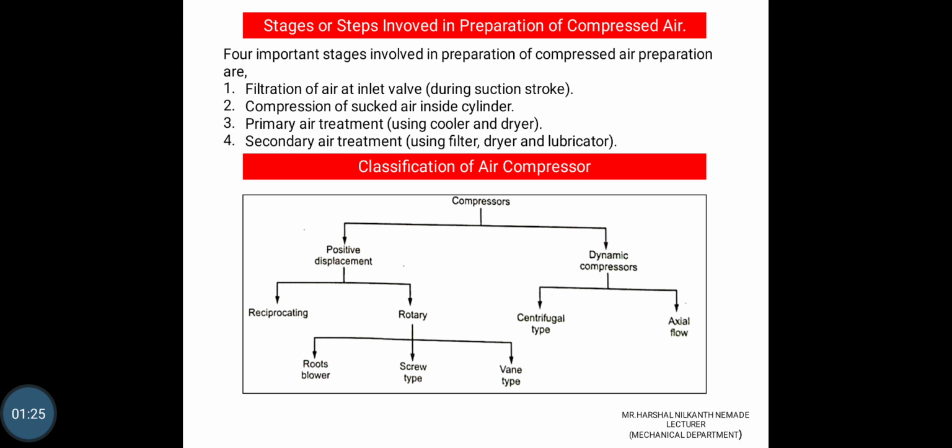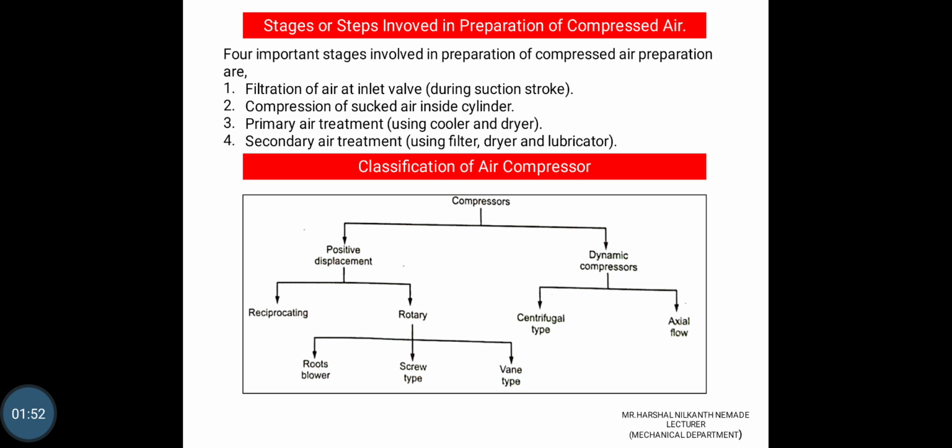Stages or steps involved in preparation of compressed air. There are four important stages. Air preparation consists of filtration of air at the inlet valve during the suction stroke, compression of sucked air inside the cylinder, primary air treatment using cooler and dryer, and secondary air treatment using filter, dryer and lubricator.